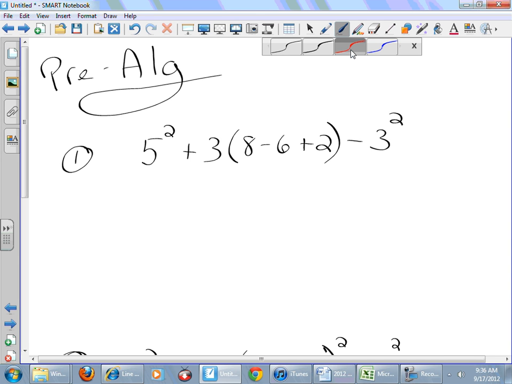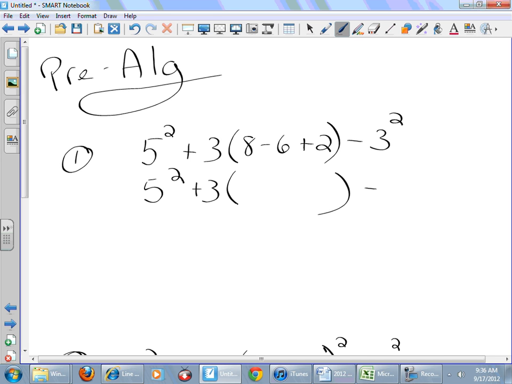All right, so we're at the order of operations. Here's problem number 1. I know the order of operations says do inside the parentheses first, so I am going to leave the 5 squared here plus 3 times the quantity, and I'm going to simplify that quantity first, and then minus, oops, I should leave that as 3 squared because it's not time for exponents.